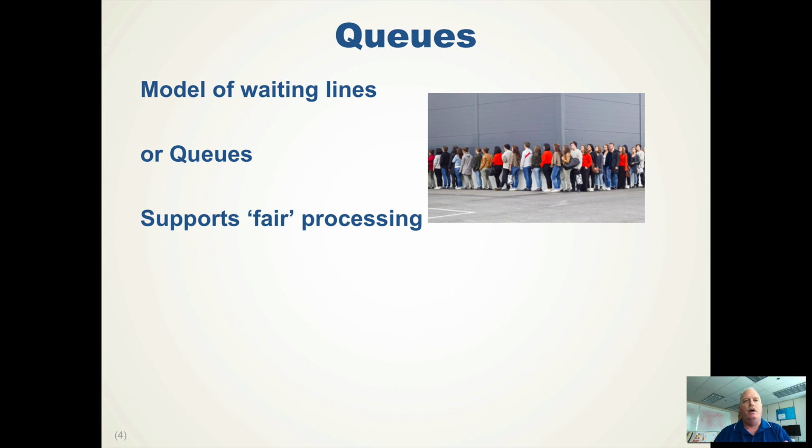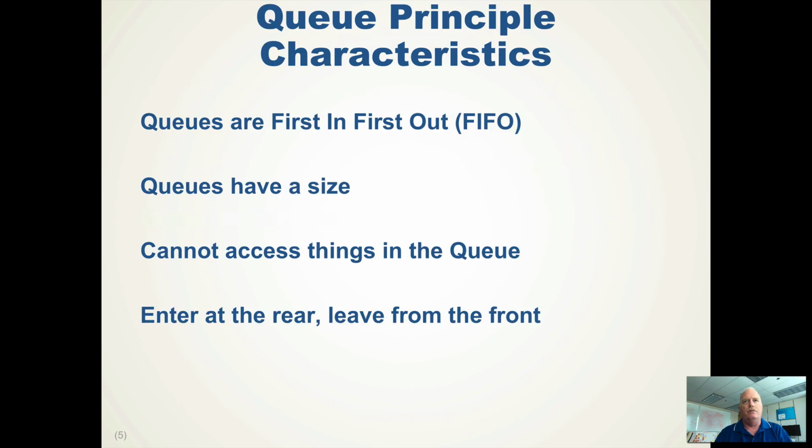It supports fair processing in the sense that the person at the front of the line or the queue gets served before the last person. So it has some principal characteristics. Queues are first in, first out. So when you join, if you're the first one to arrive, you're the first one to get out of the queue.